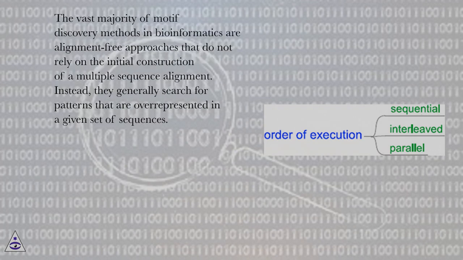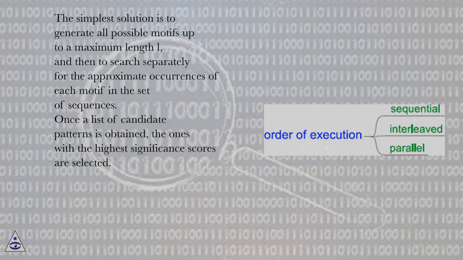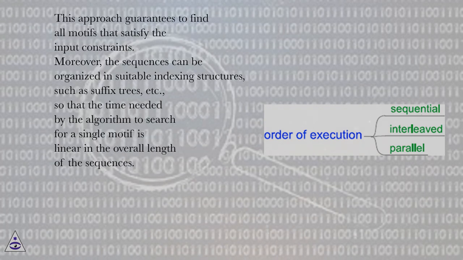The vast majority of motif discovery methods in bioinformatics are alignment-free approaches that do not rely on the initial construction of multiple sequence alignment. Instead, they generally search for patterns that are overrepresented in a given set of sequences. The simplest solution is to generate all possible motifs up to a maximum length L, and then to search separately for the approximate occurrences of each motif in the set of sequences. Once a list of candidate patterns is obtained, the ones with the highest significance scores are selected. This approach guarantees to find all motifs that satisfy the input constraints.